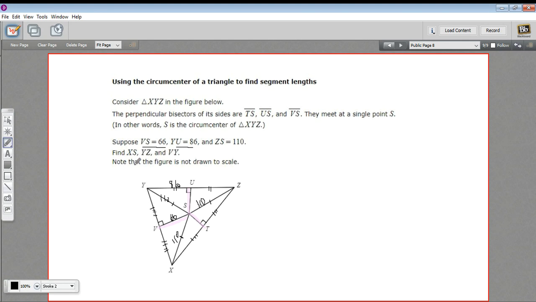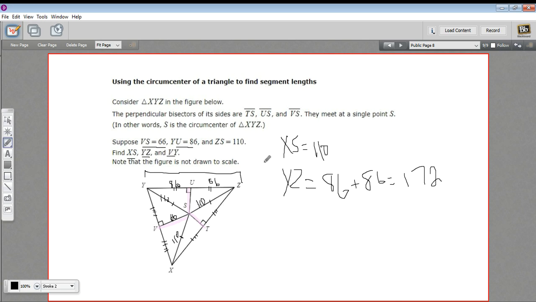Okay, let's see what they're asking for here. We want to find XS, YZ, and VY. So XS is actually this line right here from X to the center, and I just filled it in as 110. It's got to be the same as ZS. So XS is 110. All right, let's work on YZ. So YZ is this whole side right here. Because these are perpendicular bisectors, we actually have half of it. So this other half is 86 as well. So YZ is just 86 plus 86, which is 172.